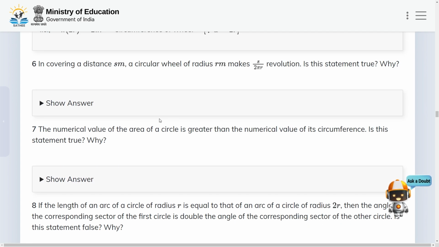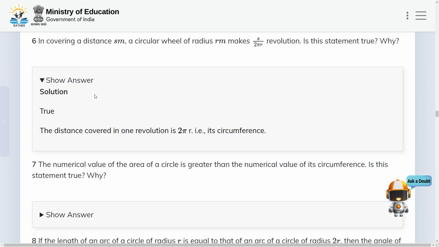Now let us move to question number 6. In question number 6 here we have, in covering a distance s meter, a circular wheel of radius r meter makes s divided by 2 pi r revolutions. So is this statement true, and why?